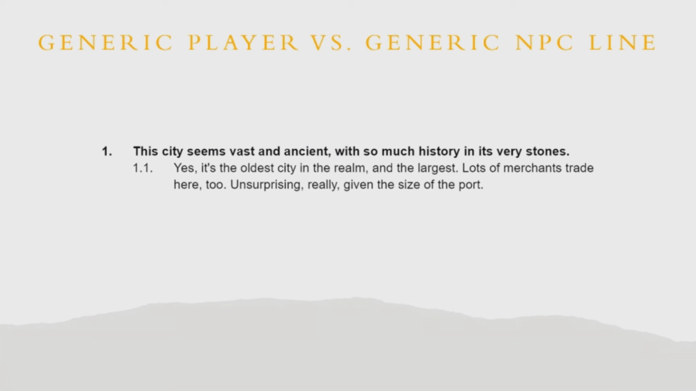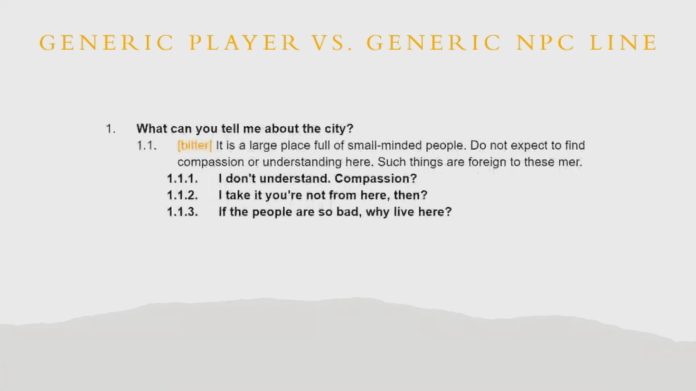A child could deliver that line. An old person could deliver that line. You have nothing to go on. Now look at this one. You've got the most generic player line possible, which is, "What can you tell me about the city?" But then you have the NPC response: "It is a large place full of small-minded people. Do not expect to find compassion or understanding here. Such things are foreign to these Mer." Well, now you have someplace to go.